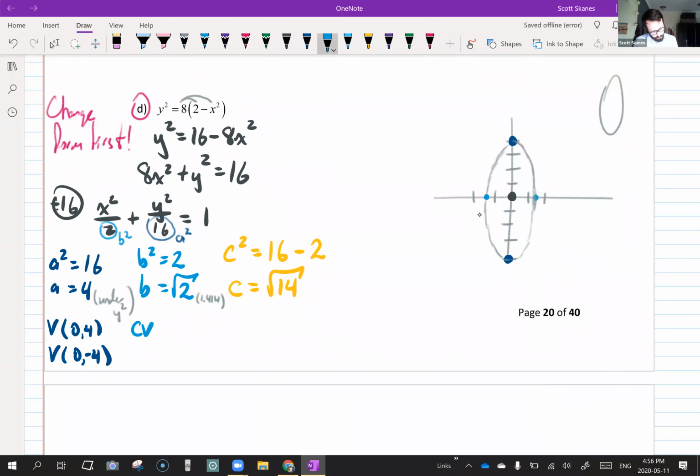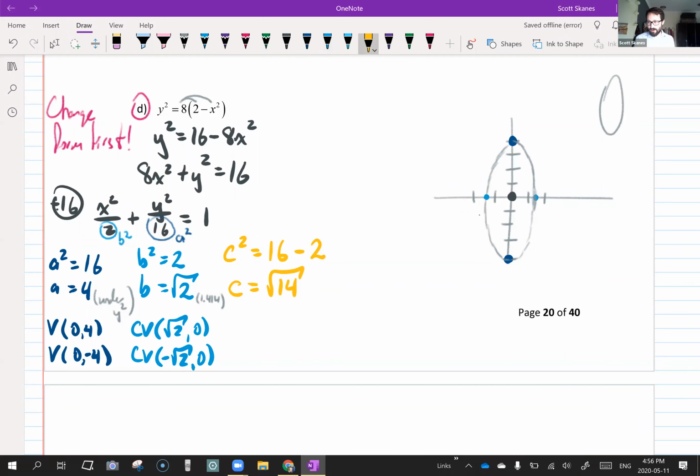CV, co-vertices, these are in the y direction, so I should have a 0 and then a root 2. Wait a second. They're in the x direction. I almost did a Hamza there. I almost pulled a Hamza. So root 2, 0, negative root 2, 0. Now I've got what I wanted.